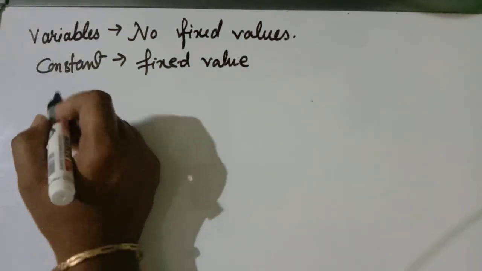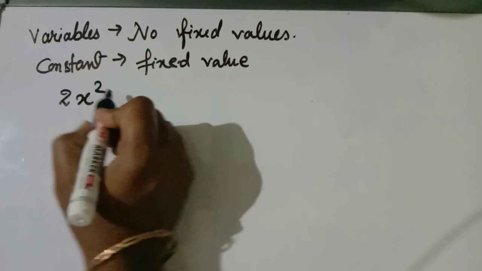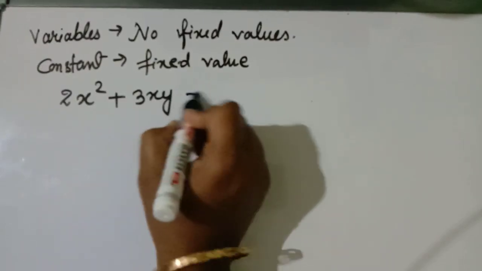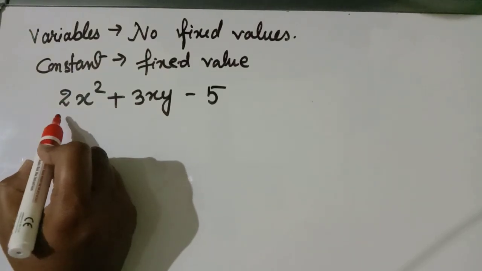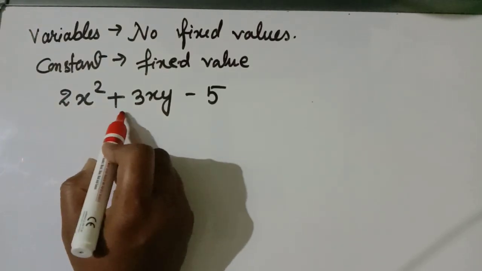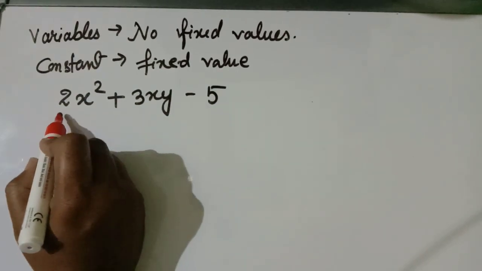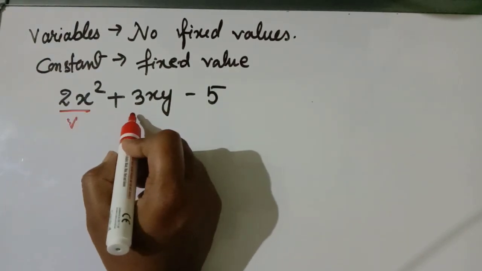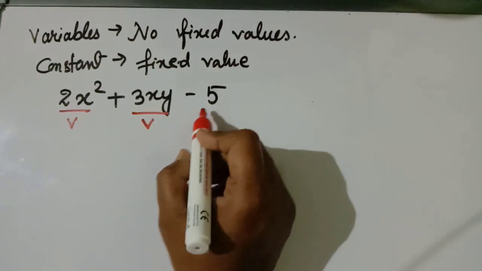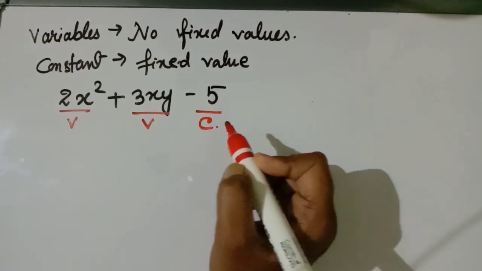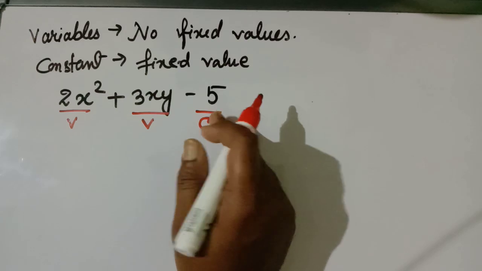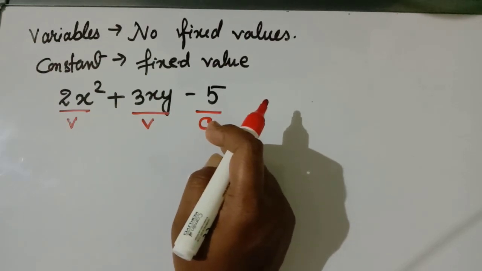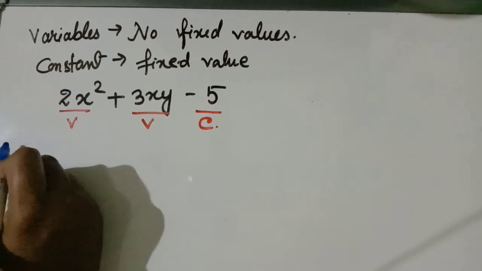So for an algebraic expression, suppose I have written 2x square plus 3xy minus 5. The algebraic expression is 2x square plus 3xy minus 5. Here 2x square is a variable and 3xy is also called a variable, but minus 5 is known as a constant. So variables have no fixed value, you have to calculate their values, but a constant always has a fixed value. Clear?